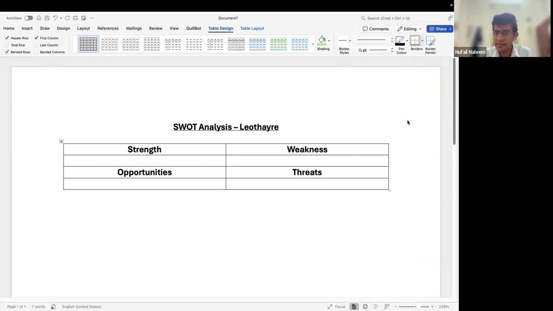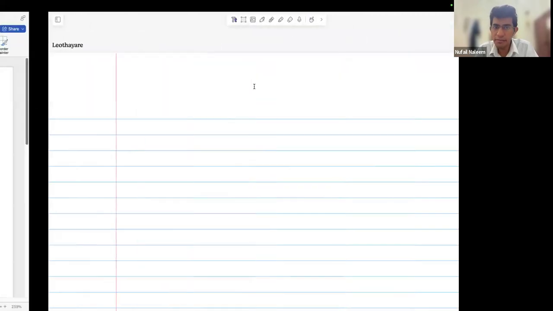So, students, let's start with the application first. In this case, the first thing we have to do is the SWOT analysis for this organization, Leothayre. Don't worry, students. This is the recent trend in the exam paper, how they test in the examination. It's very much more towards the industry data and very few with the company data.